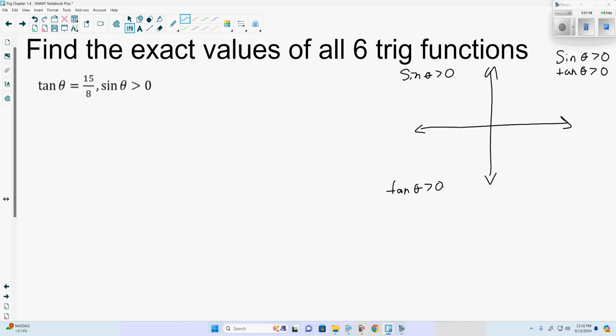So is it possible for this angle to be in the third quadrant? No, because again, it told us sine has to be positive, and we know tangent is positive. So the location of this triangle is in the first quadrant. We can set it up there. Because the only other way for tangent to be positive is if sine and cosine are both negative, it's positive. If sine and cosine are both positive, it's positive.